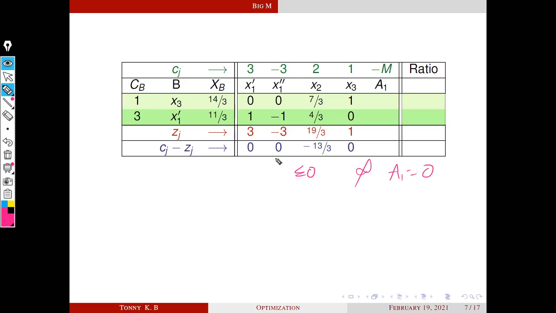All the Cj minus Zj's are less than or equal to 0 and all the artificial variables should be at 0 level. That is the condition that the original LPP is in the optimum state. Okay, so now the original LPP is in the optimum state, so we can easily find the solution. What is the value of the solution? What is the value of x1 dash, x1 double dash, x2 and x3? What are the values?